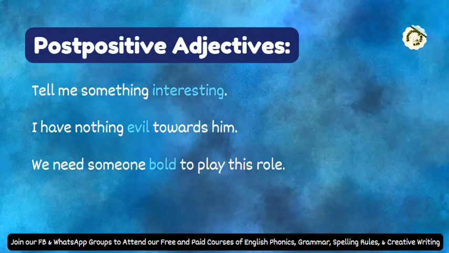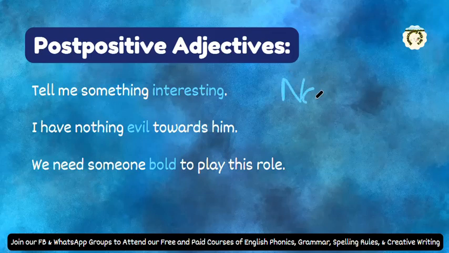Next is post positive adjectives. This is the third type according to the position of adjectives. So what are post positive adjectives? Post positive adjectives come right after the noun. If you have a noun, you have an adjective right after it, right? And mostly the post positive adjectives follow pronouns.